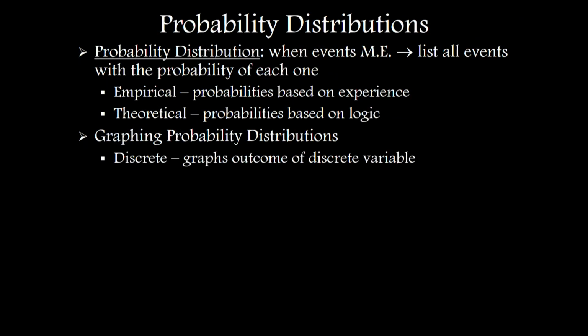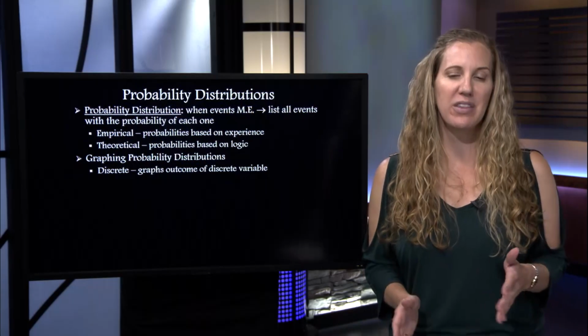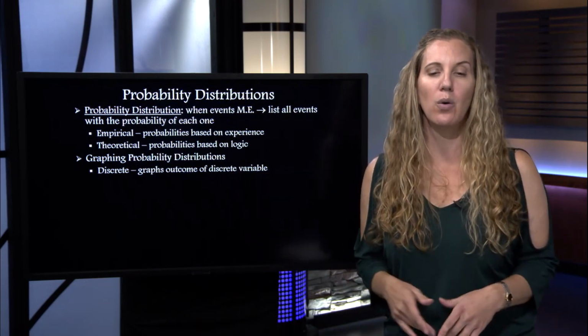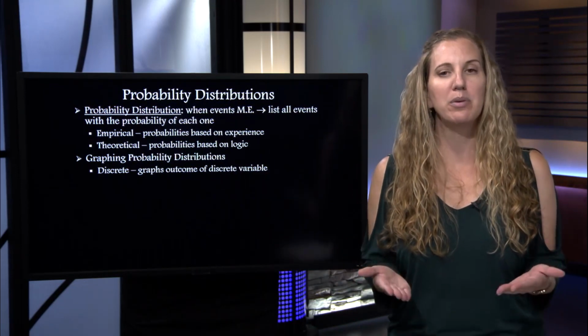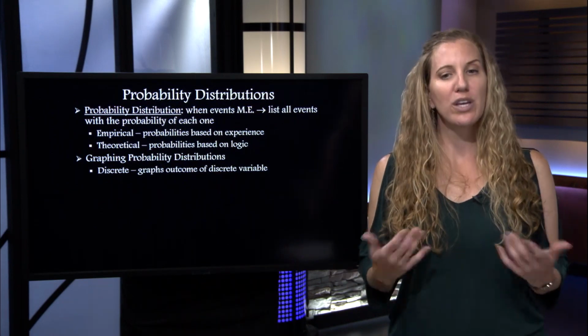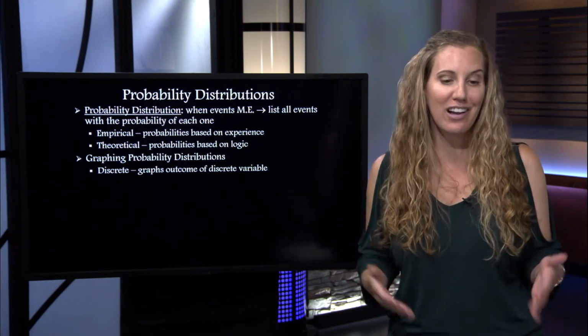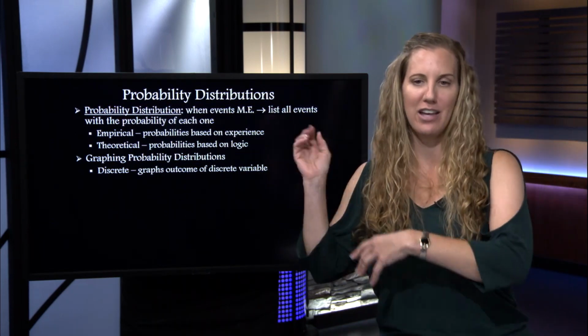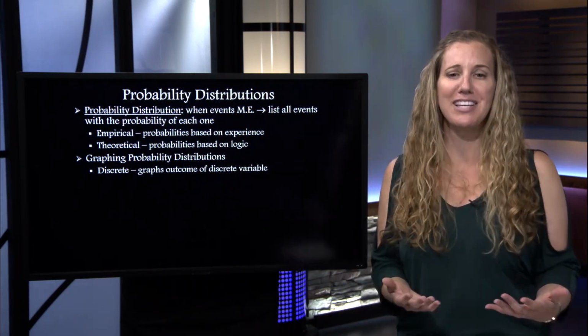When we're graphing those probability distributions, we actually have 2 different types of probability distributions that we can graph. We can start with a discrete probability distribution, which is going to graph the outcome of a discrete variable. Any discrete variable. Remember, a discrete variable is a variable that can take on a limited number of options. So we can graph a probability distribution for a discrete variable like gender, right? Male or female. We can do a probability distribution for hair color, blonde, brunette, redhead, and any of the other colors that we see anymore.